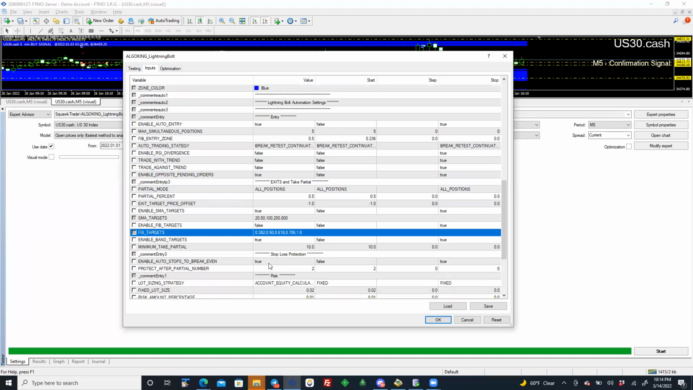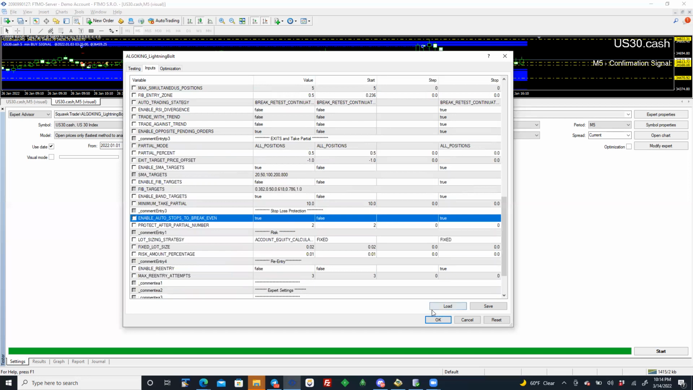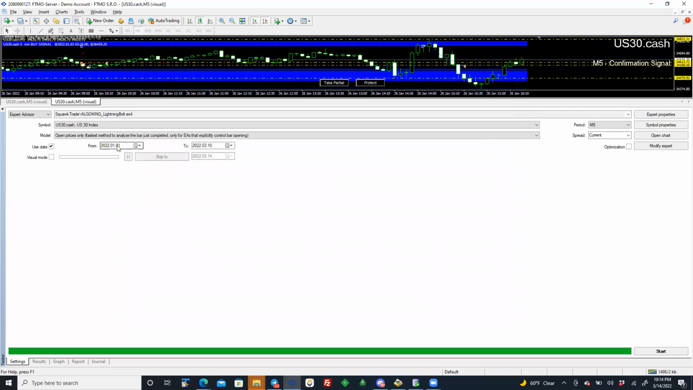There's a lot of other things going on here with my squawk zones. It's got to break and retest, and it has to look at that logic as well, looking at price action. But that's pretty much it. Here's another setting for auto stops to break even, automatically moving stops to break even when certain conditions are met. I won't go into that just yet, but this is very rough. I just put in a little bit of code, so we're just going to run this test and see how it goes.